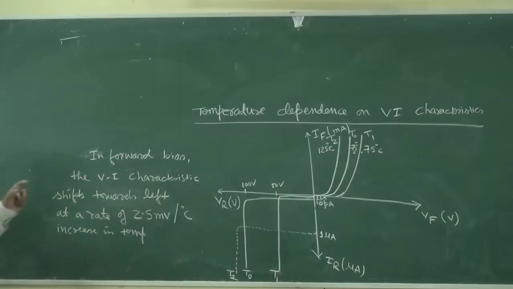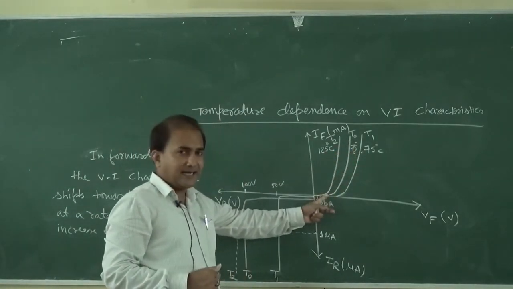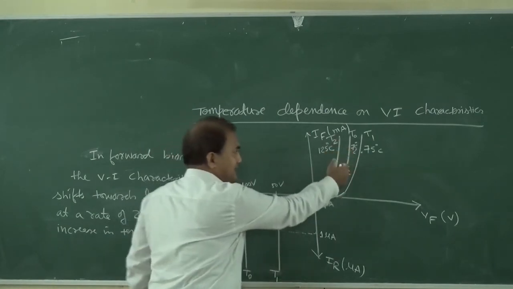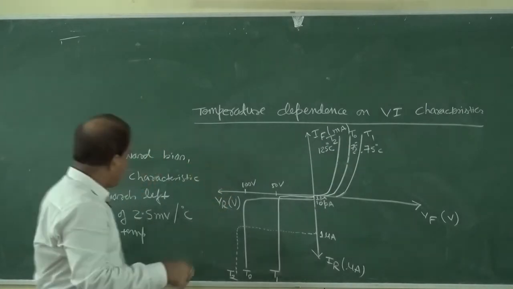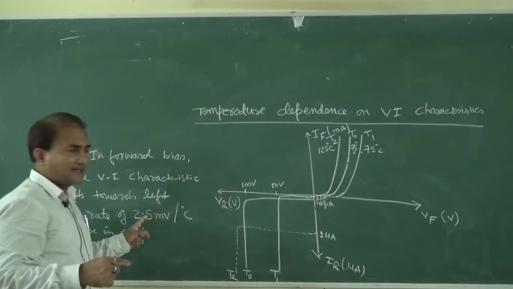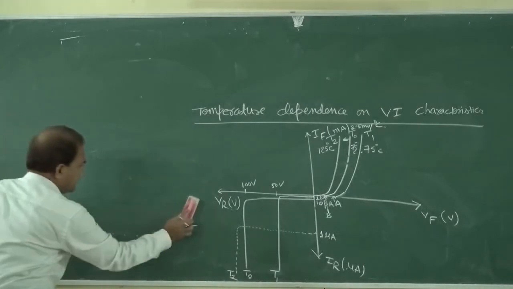Okay, so we can see that, see this is at 75 degree centigrade. Now if the temperature is increased, then this VI characteristics shifts towards left, shifts towards left at the rate of 2.5 millivolt per degree centigrade. Okay? Now, what happens in reverse bias?